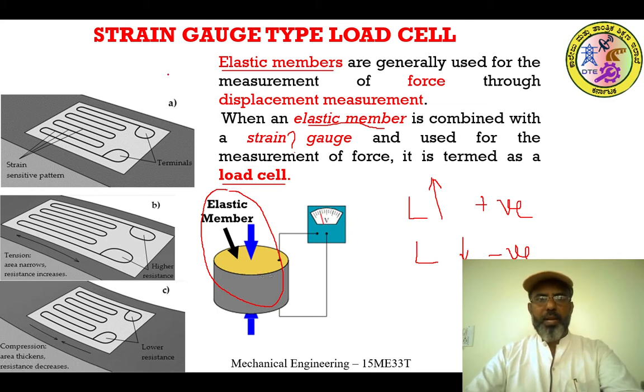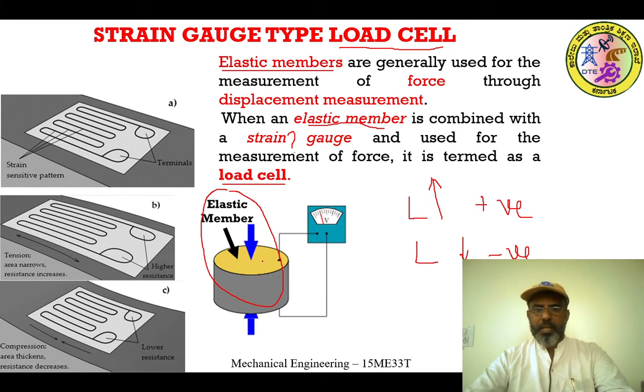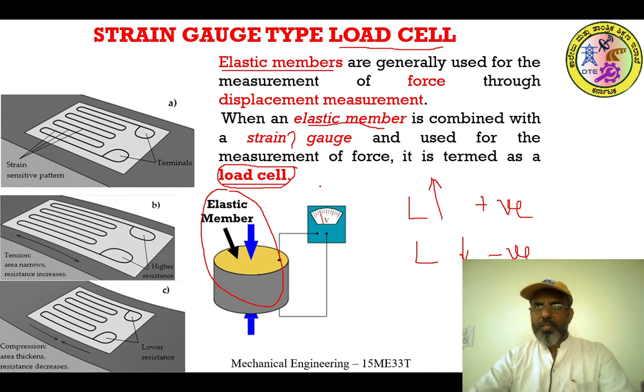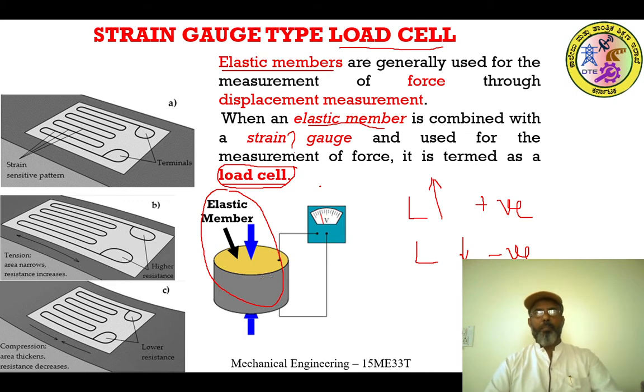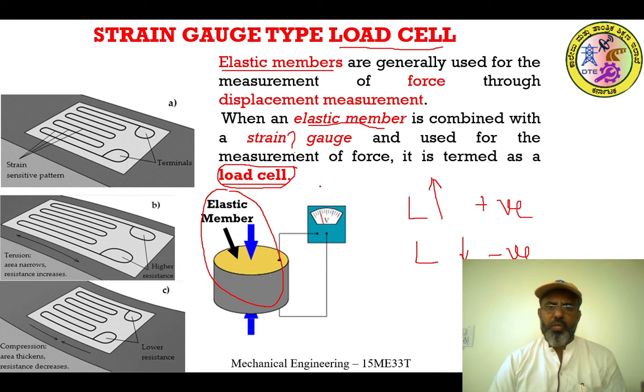Therefore, if you have to define this strain gauge type load cell, we are going to combine this elastic member with the strain gauge for the measurement of force, and then it is referred to as the load cell. This is very important. If someone asks you what a load cell is, combining the elastic member with the strain gauge for the measurement of force is referred to as a load cell. I hope it is clear to you now.